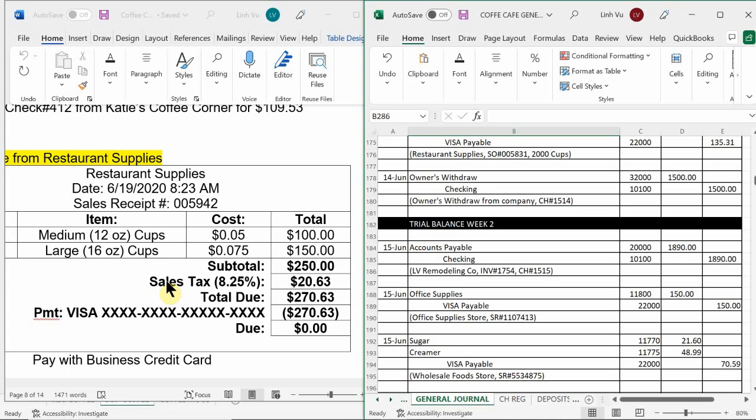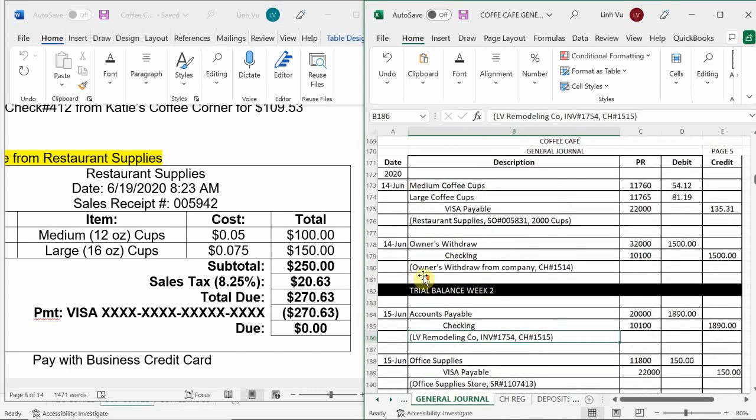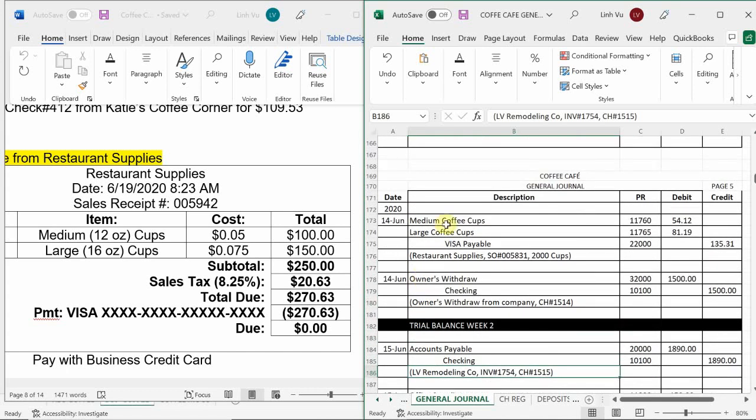There's an inventory called the medium coffee cups and large coffee cups. So not those, it's not for inventory. It's business supplies. Yes, correct. Business supplies. Okay. There you go. Medium coffee cups, large coffee cups, and how did we pay for it? Visa payable. So this one here is an exact identical transaction.